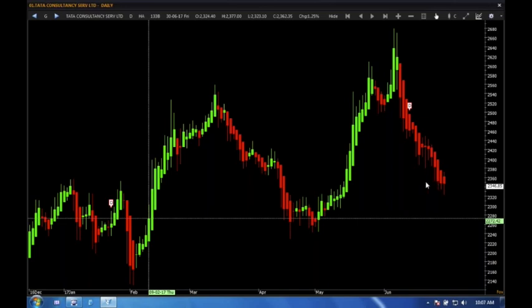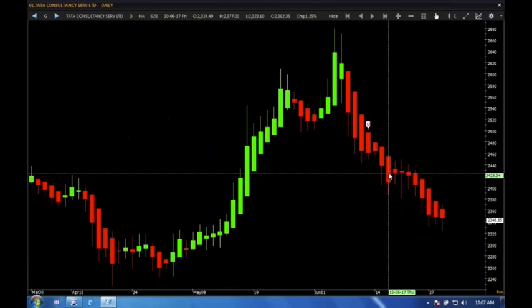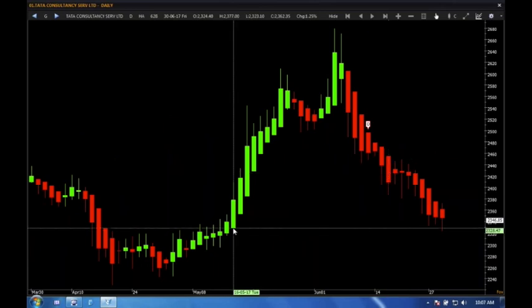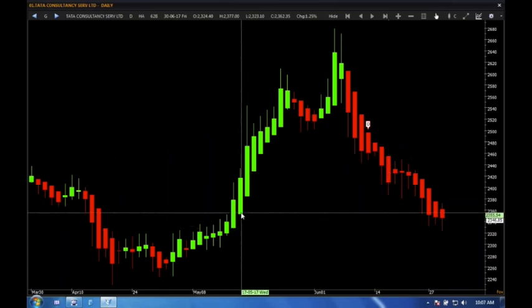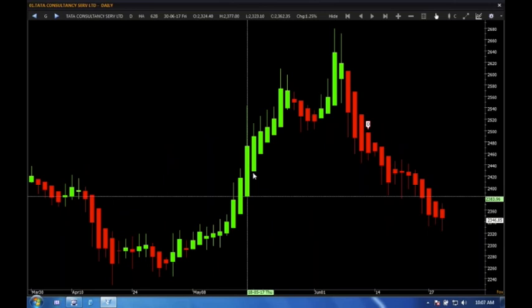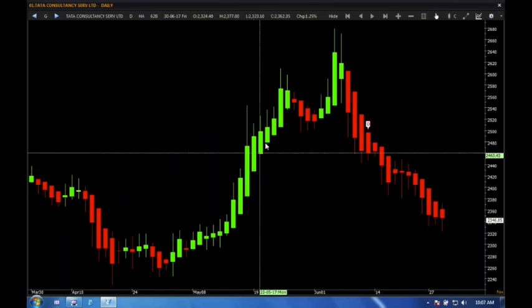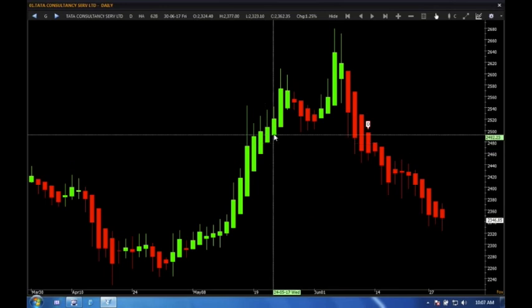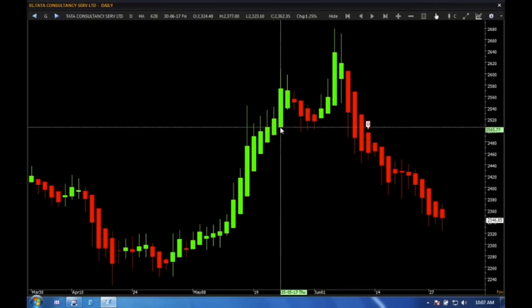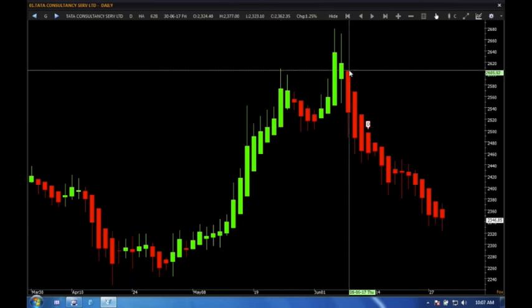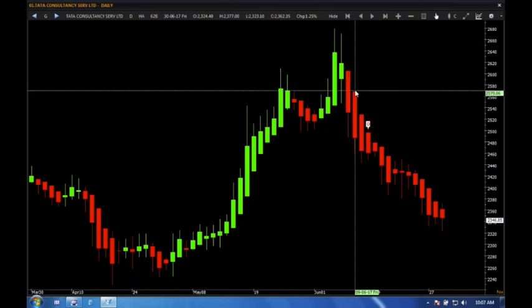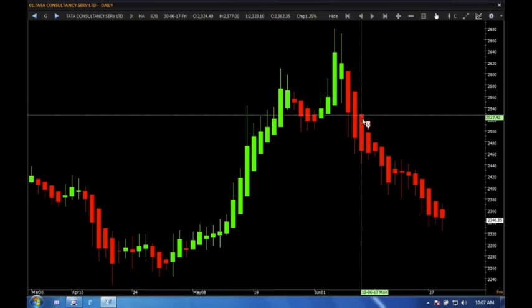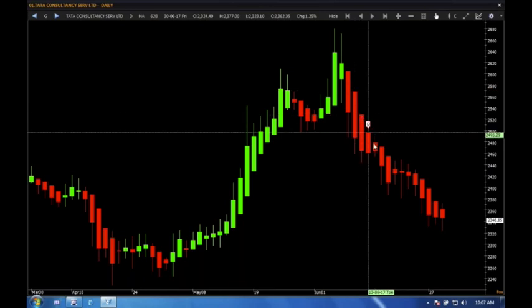When it's an uptrend, when it's a strong uptrend, mind you, we notice that there are no lower shadows. You notice over here, there is no lower shadow. That's a sign of a strong uptrend. When there are no upper shadows, like the case over here, these are strong downtrends.